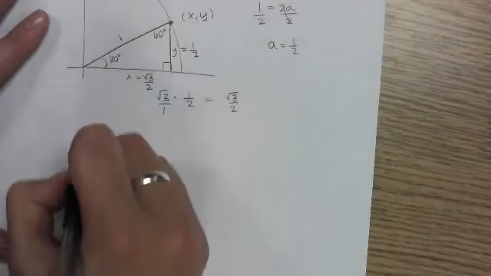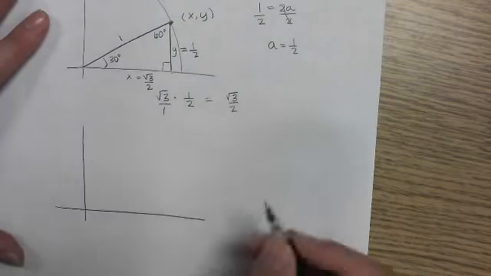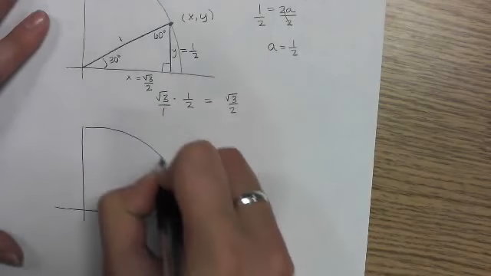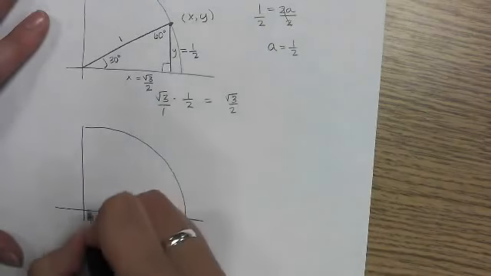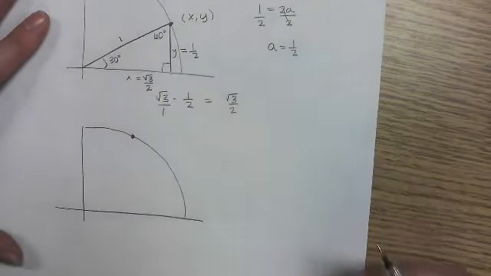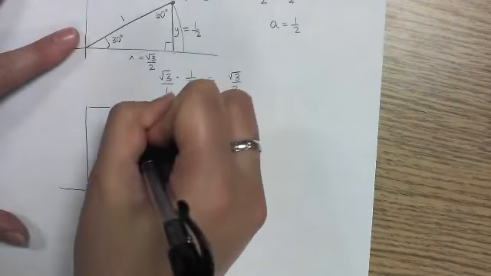Next, we're going to go ahead and do the 60-degree angle, because I think that will be easiest. So 60 degrees would be about right there.